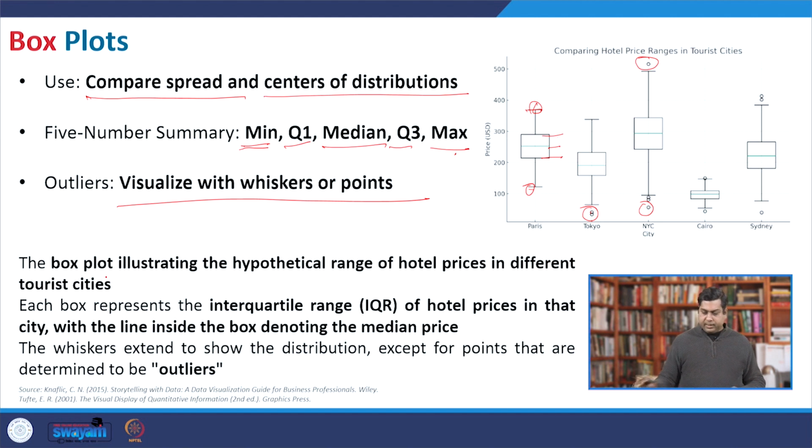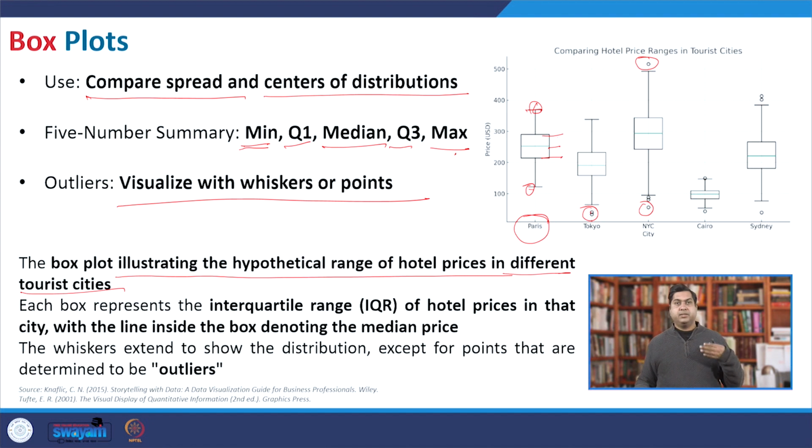Now, this is again a hypothetical example, a box plot illustrating the hypothetical range of hotel prices in different tourist cities. Say, for example, in Paris there are multiple hotels and depending on the facilities the price may vary, so this is the minimum price. Compared to that, in Tokyo the minimum price is quite low, and even for Cairo the value is even lower. Even the highest value is almost below the 25th percentile of Tokyo. So, on average, the cost of hotels is very low there. You can identify this kind of findings.